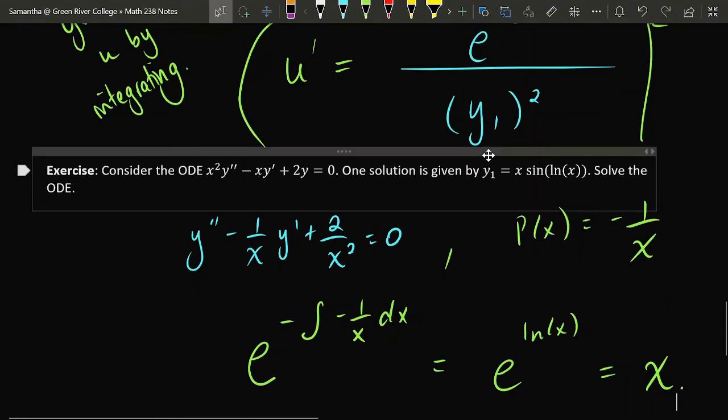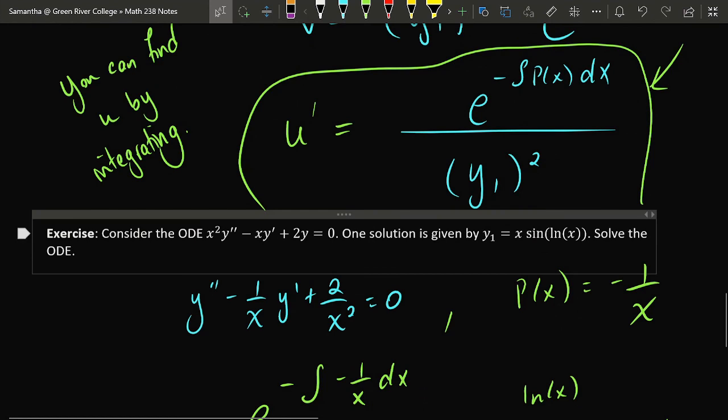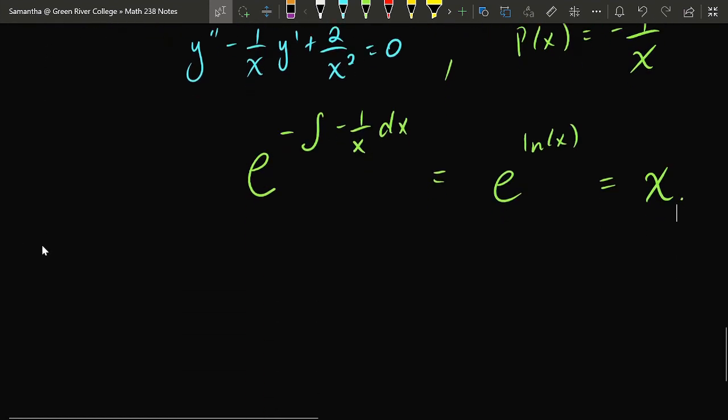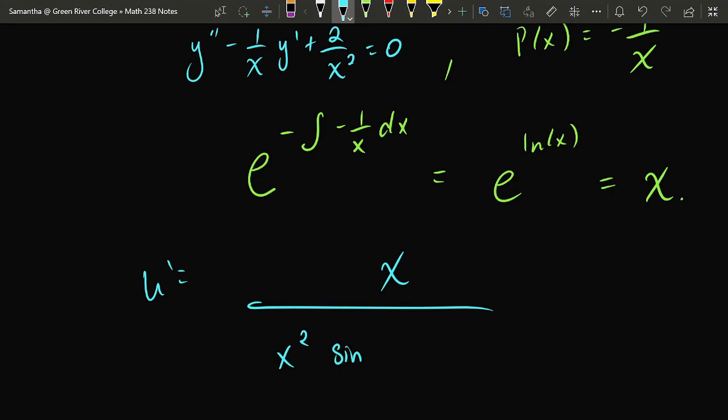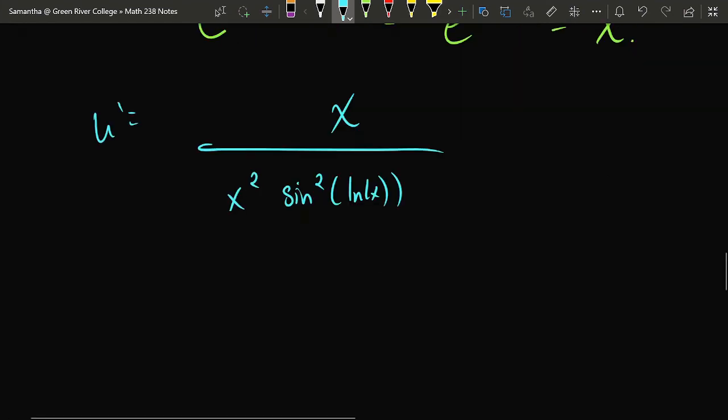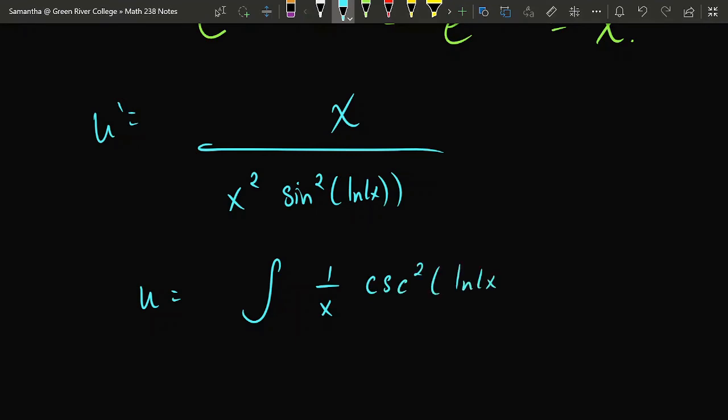So in my formula, the numerator has worked out to be just x, and so the value of u prime must be equal to x in the numerator, and then in the denominator we have our y1 squared: x squared sine squared natural log of x. So in order to determine the value of u, I need to figure out what is the integral of 1 over x times, moving sine squared out of the denominator, changing it to cosecant squared natural log of x.